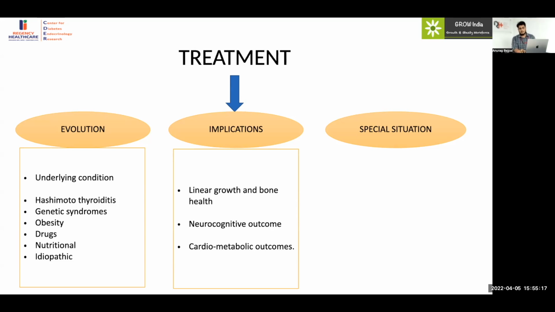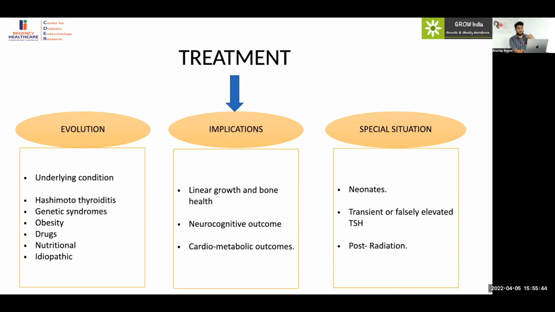The next important aspect is, if we do not treat, will it have an impact on growth or neurocognitive function? As we all know, thyroid plays a very important role in brain development and also in growth. So if a child has prolonged subclinical hypothyroidism, will it have any impact on growth, neurocognitive outcome or any cardiometabolic outcomes? Another thing is that we also have to identify the situation in which the patient is having subclinical hypothyroidism. This is very important because the treatment varies with each situation, so we'll be discussing this in detail.